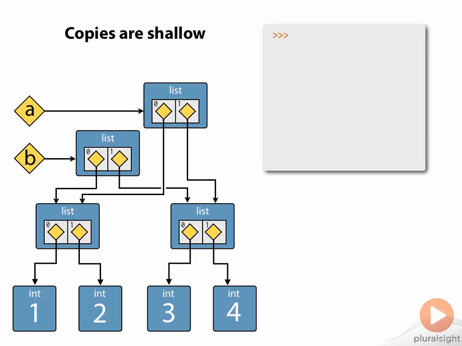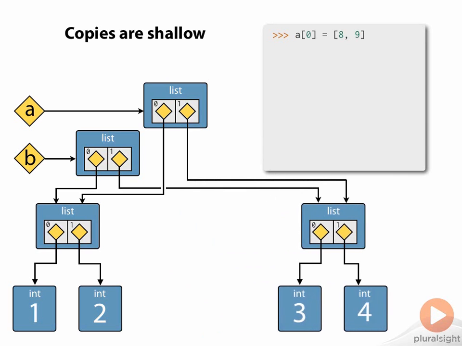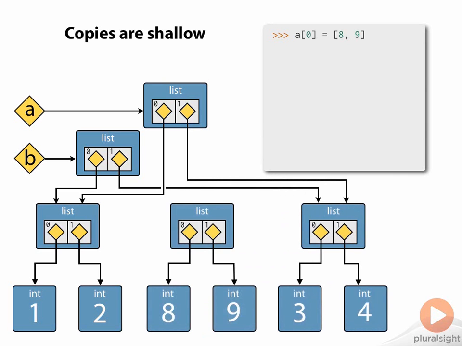Now let's replace the element at A[0] with a new list containing 8 and 9. This results in the construction of two new integer objects containing 8 and 9 respectively, and a new list, the elements of which are references to these two new integer objects. The reference in A[0] is redirected to point to this new inner list object. And we can confirm that A[0] now indeed points to the new list, whilst B[0] is unmodified.